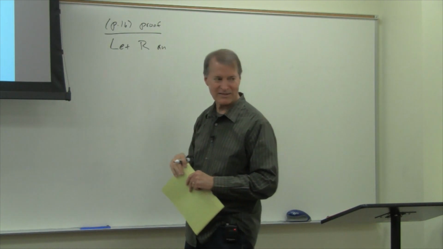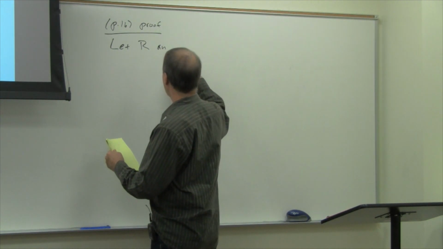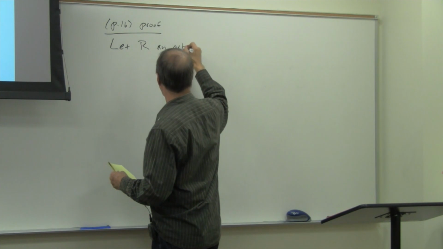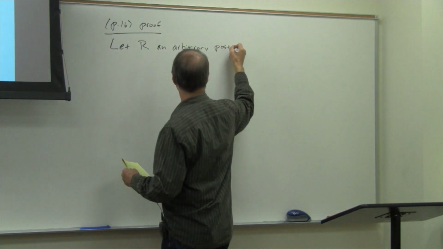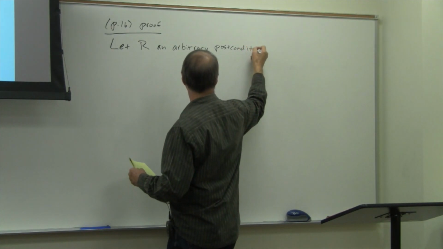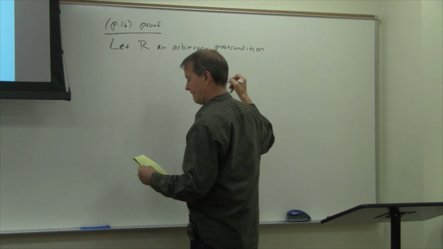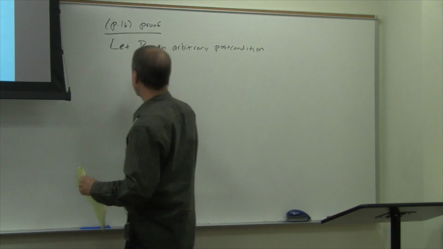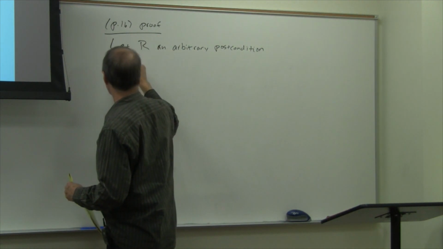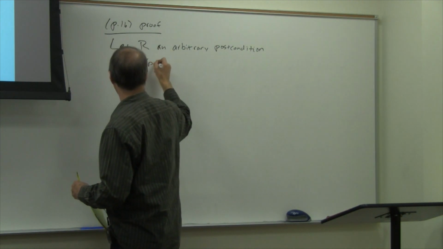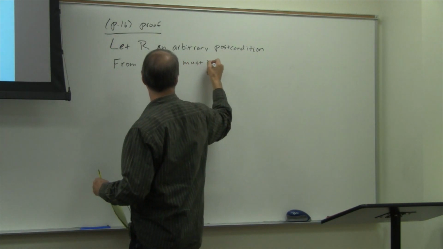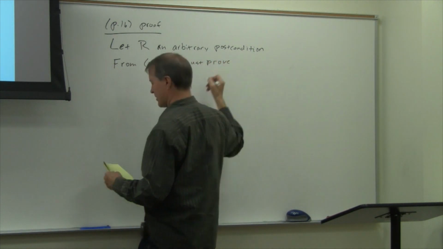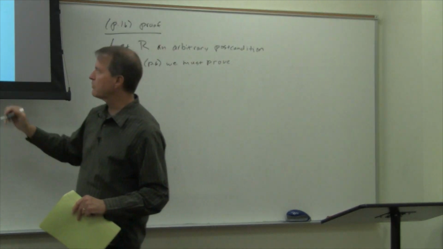I don't understand why it has to be: let R be an arbitrary postcondition. Because they have to have the same postcondition. Yeah, exactly. And from P.6, what must we prove? So let's write down what we have to prove. Tell me, from P.6, what do we have to prove?